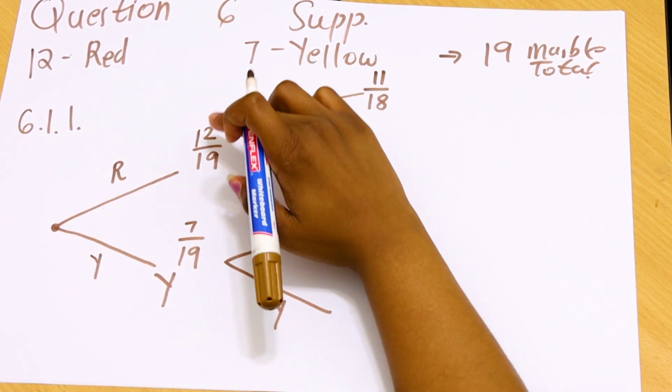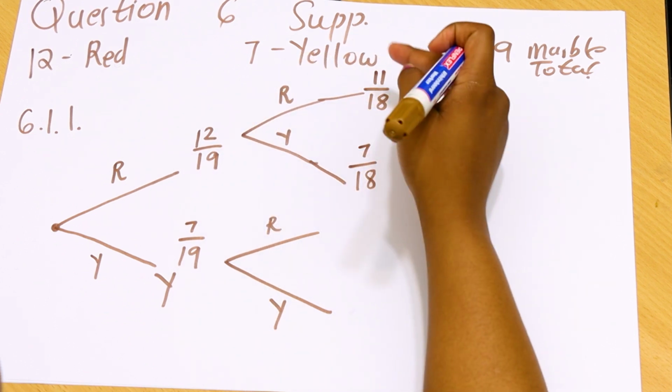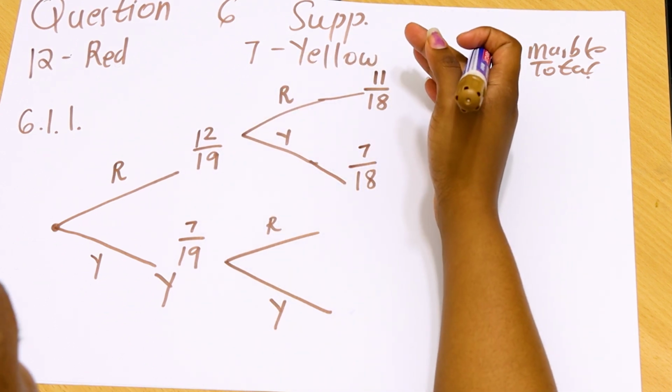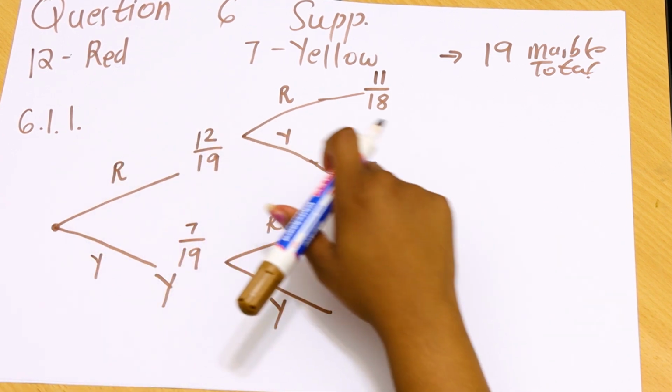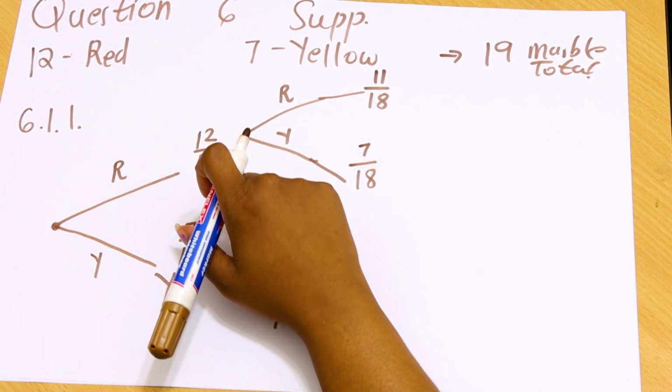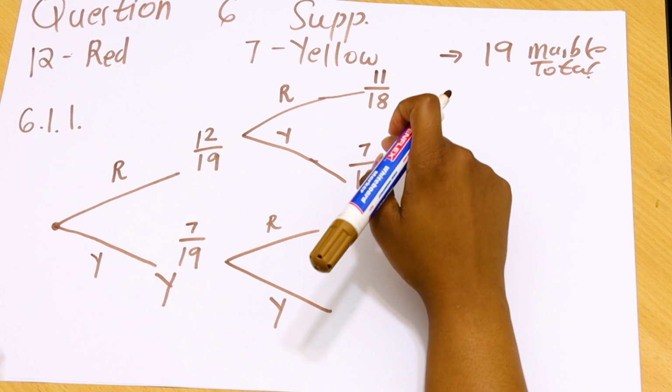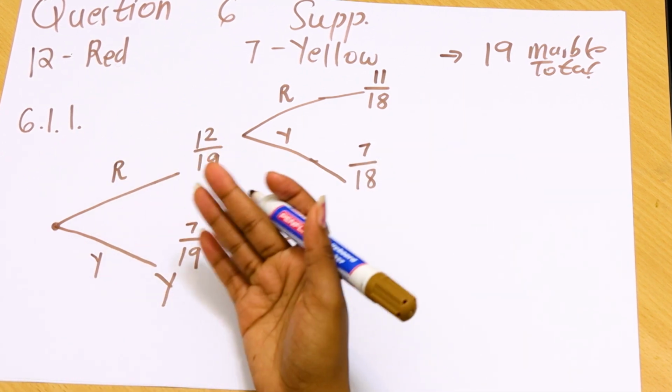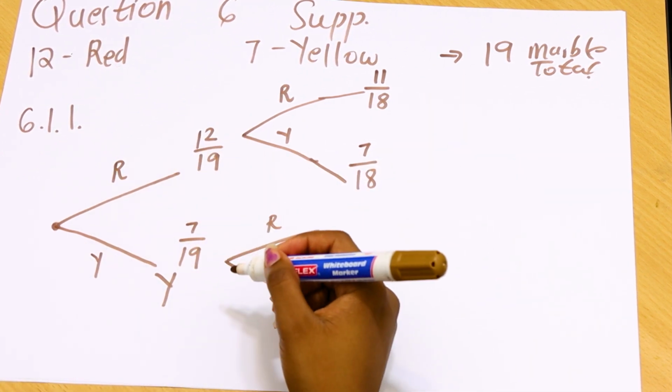So that is the first branch in the case whereby you take red and red. The first would be 12 over 19, and then the second 11 over 18. Then the second branch: the probability of first red is 12 over 19, then the second yellow is 7 over 18. Now let's go to the case whereby you first select a yellow marble.